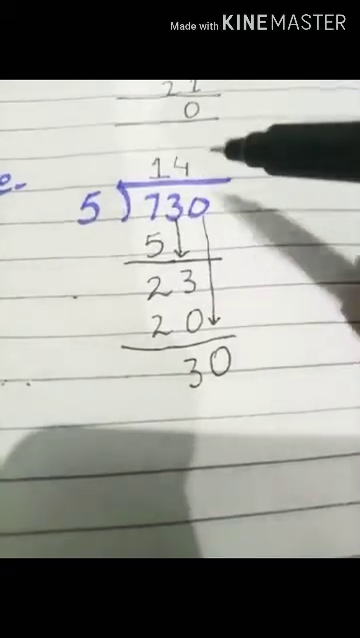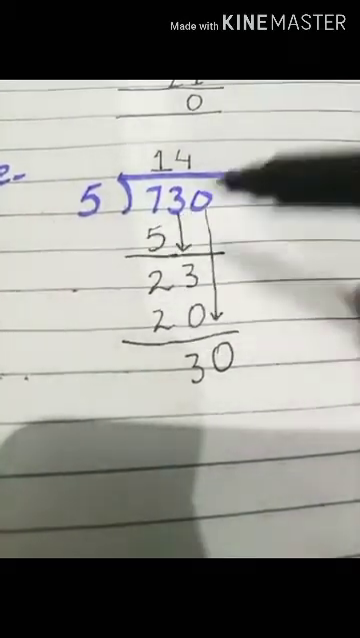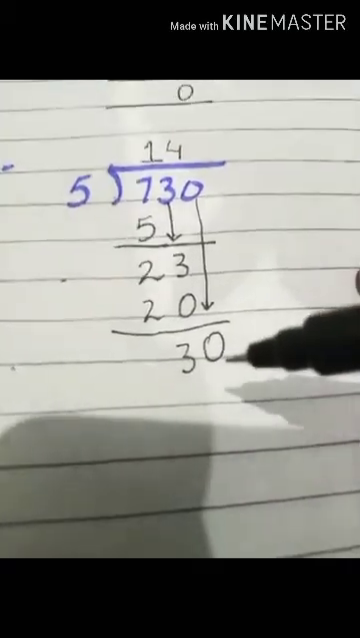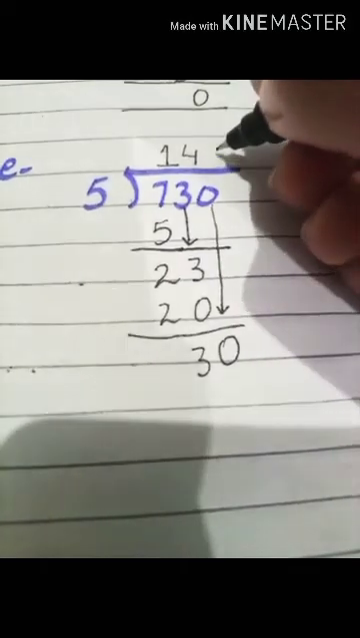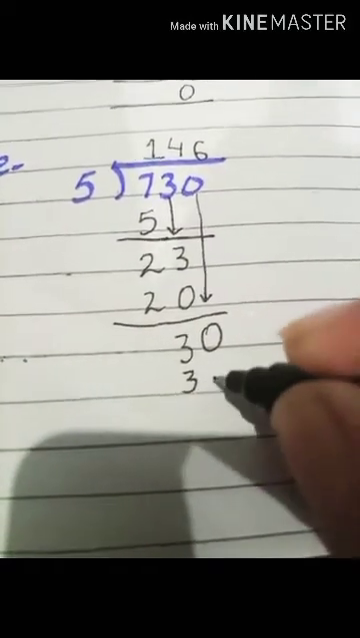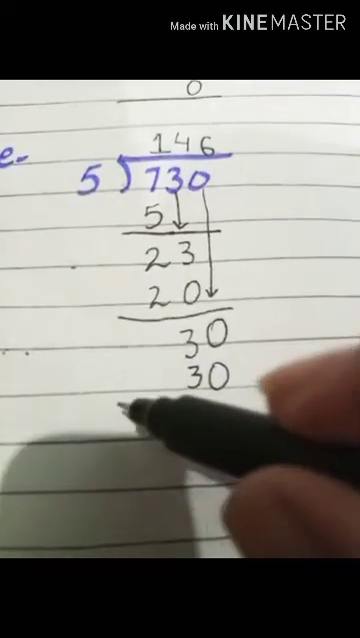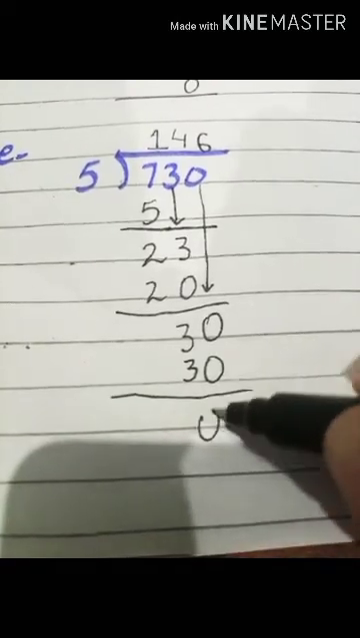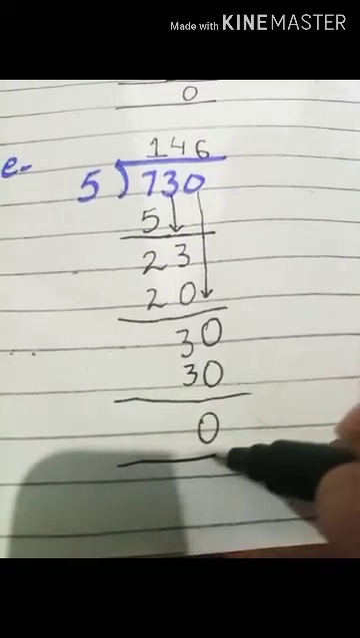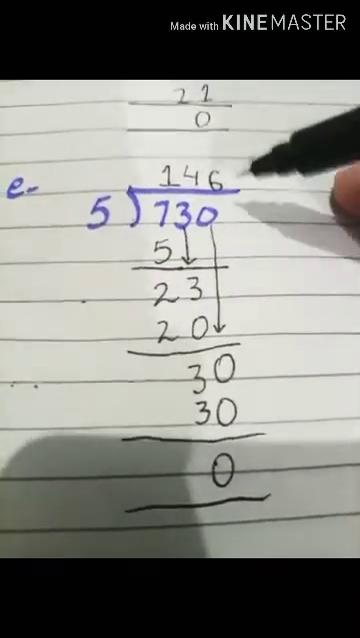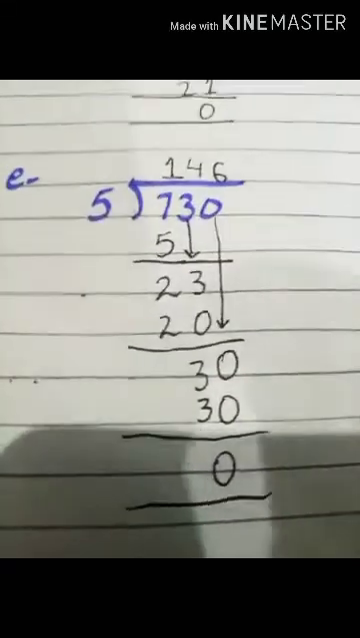Now students, 5 ones are 5, 5 twos are 10, 5 threes are 15, 5 fours are 20. Read the table till the 30. 5 5s are 25 and 5 6s are 30. So students, here I am writing 30 beneath the 30, and in the next step, that is subtraction, 30 minus 30 is 0, which means that I am left with no remainder. I have divided my dividend completely by my divisor 5.